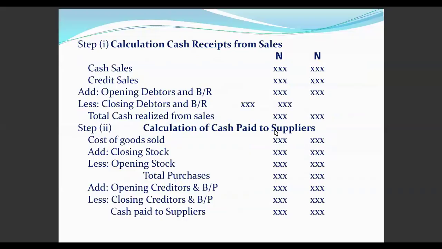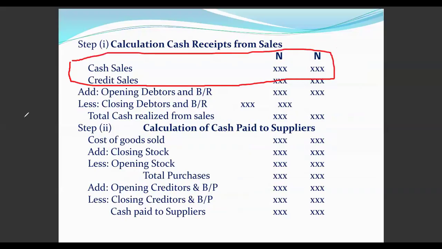So the formula which we follow for the direct method is, first we find out the amount of sales. From this amount of sales, we adjust the opening and closing balance of debtors and bills receivable, and then the answer is cash from sales. So this was our first answer.